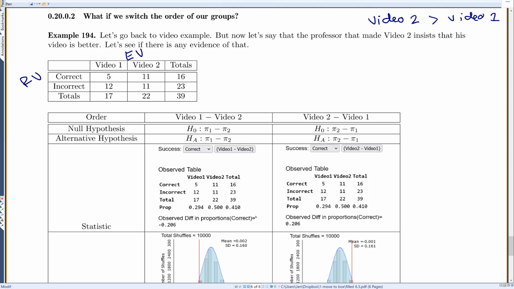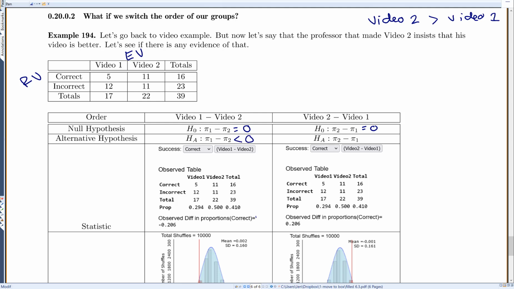Okay, let's figure out, if I want to change the order, so if I write video 1 first minus video 2, let's figure out our null and alternative hypotheses. The null hypothesis will always just be that they're equal to 0. That's super easy. The alternative hypothesis, if I do video 1 first, says we think video 2 is actually bigger. So if I do a small number minus a big number, that should be less than 0.